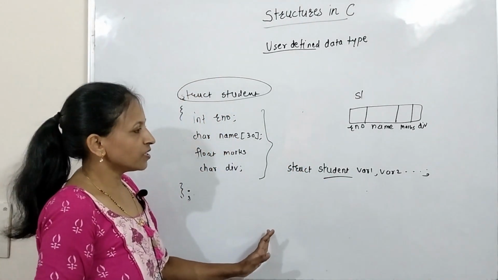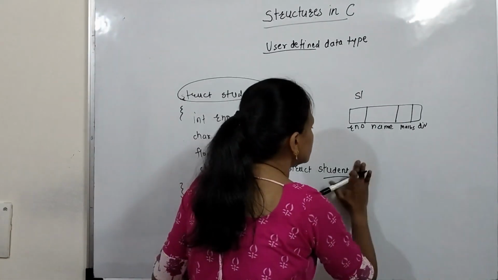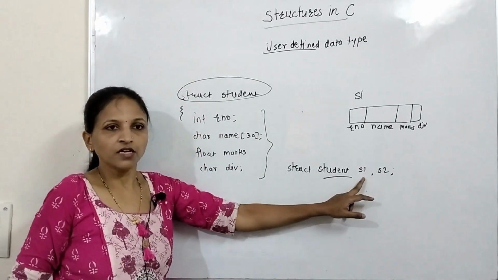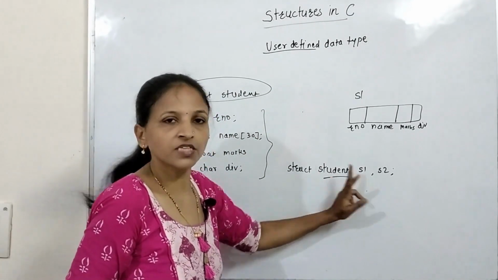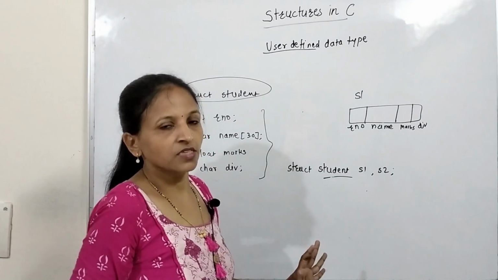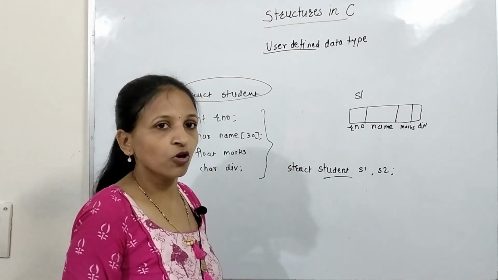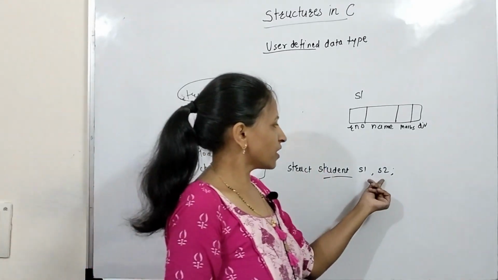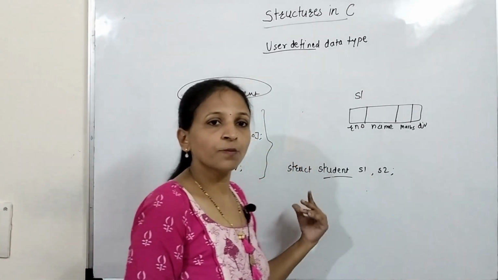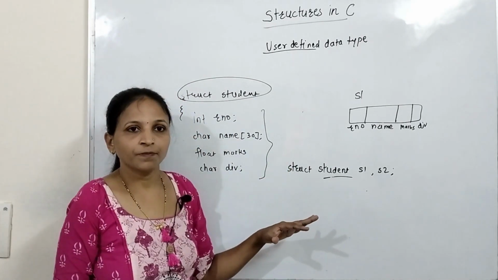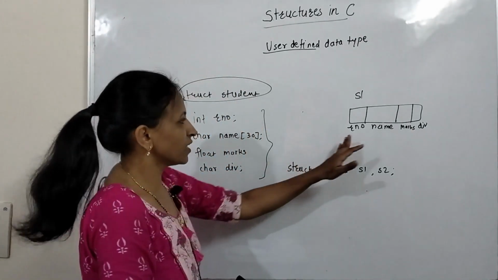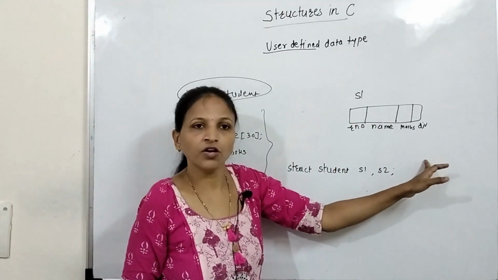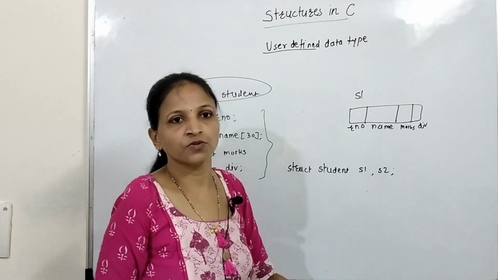Now here what will happen? Suppose I have written S1 comma S2. Here this S1 is of type struct student, and S2 is again of type struct student. In this way we can create any number of variables of that struct student. Those we can call objects of this struct student type. Now S1 will have internally everything like roll number, name, marks, due. In the same way S2 will have internally everything like roll number, name, marks, due.